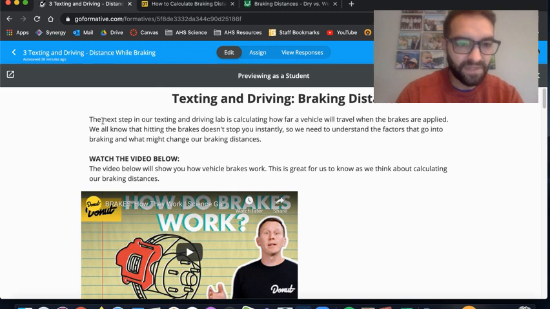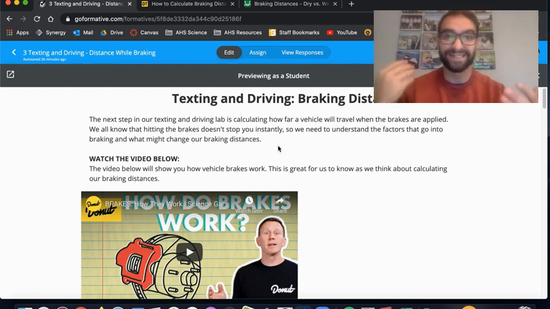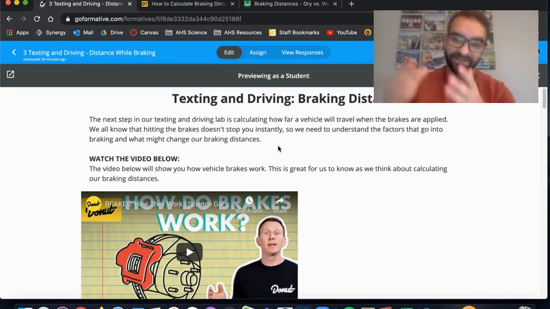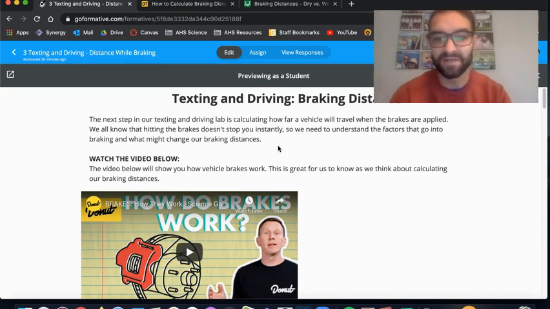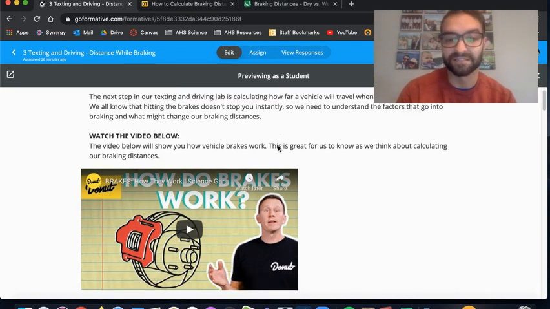The next step in our texting and driving lab is calculating how far a vehicle will travel when the brakes are applied. We all know that hitting the brakes doesn't stop you instantly. There's a gradual stop. So we need to understand the factors that go into braking and what might change our braking distance.